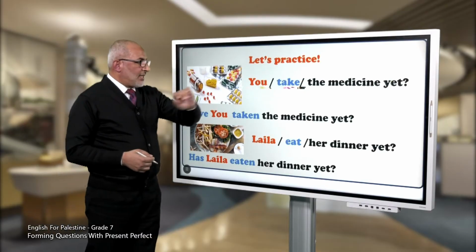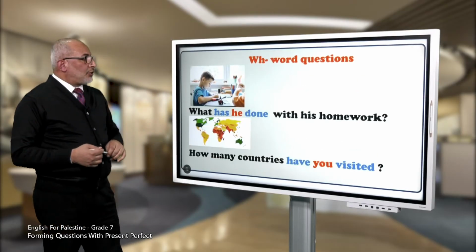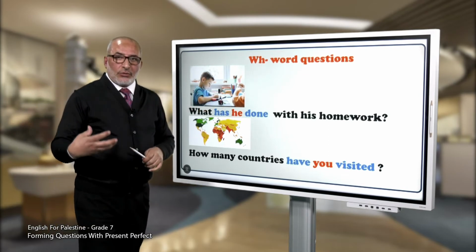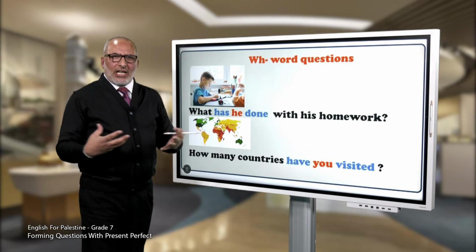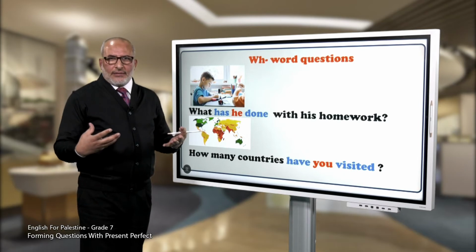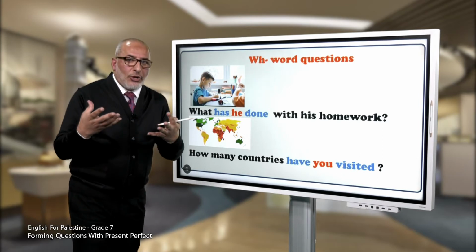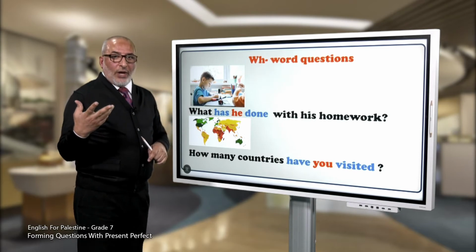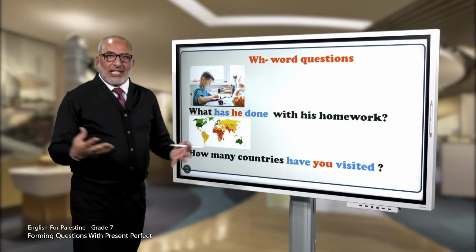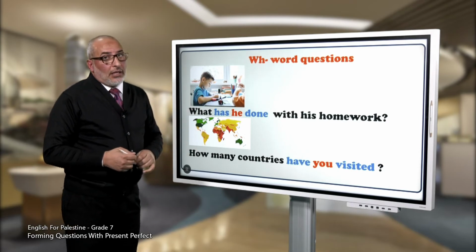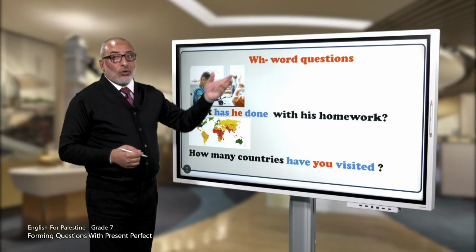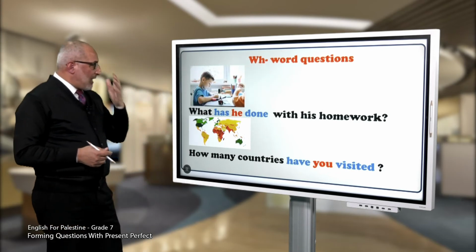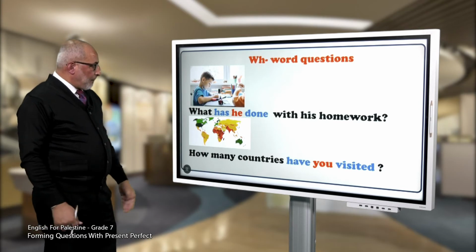Let's now move to the second type, WH word questions. Before we start with WH word questions with the present perfect, what are WH words? Yes, I know that you know them. Like what, who, where, when, why. All these are WH words because they start with WH. Okay? So let's look at these two examples here.